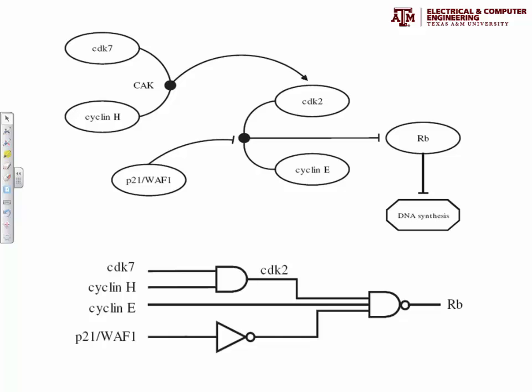So you can see that this relationship can be represented using this kind of logic gate, where this is an AND gate, this is an inverter, and that's an AND gate. So cyclin-dependent kinase 7 and cyclin H together, the ANDing of that, if these two are active, then that will activate cyclin-dependent kinase 2. And then these signals will go in. Cyclin E will go in, and P21 has to be low so that you get a high signal going in. Then that is going to basically inactivate the retinoblastoma. That's why you have a NAND gate here. All three together. And you can come up with other examples like that.